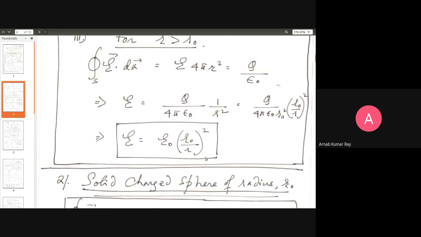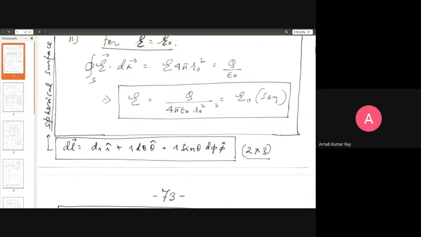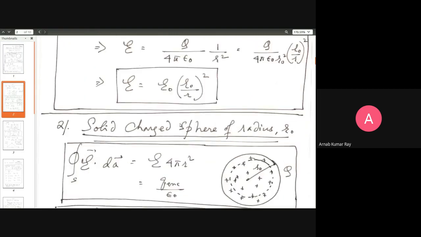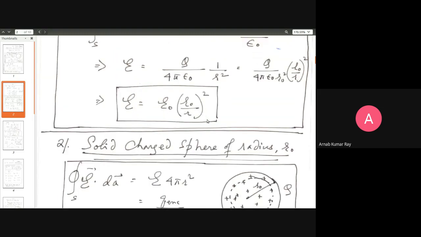Okay, and then after that, you can just make a little fancy manipulation. You just multiply by R naught squared, divide by R naught squared, and so Q by 4 pi epsilon naught R naught squared is what you have defined over here as E naught. And so that is how you write it. So basically, here you are. That's the situation.